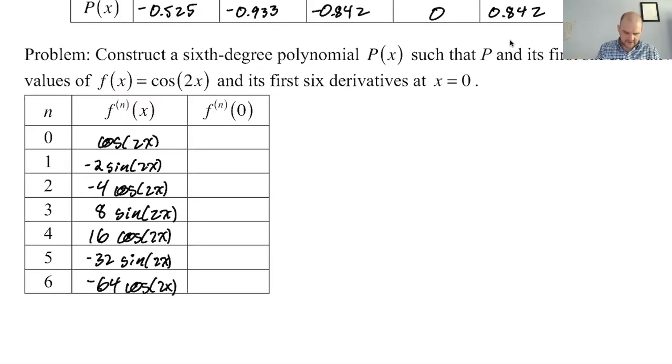All right, and then what we're going to do is we're going to sub in 0, which is called the center. So this is our center, and you'll see we're subbing it in there. So cosine of 0 is 1, so we'll get 1, 0, negative 4, 0, 16, 0, negative 64. Okay, and now we're going to take these, and we're going to try to fit them into the pattern.